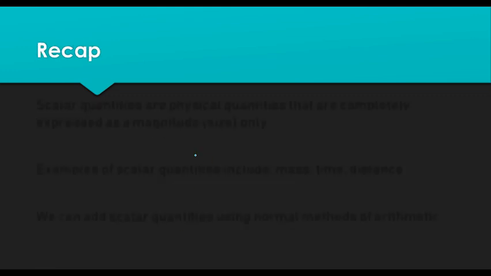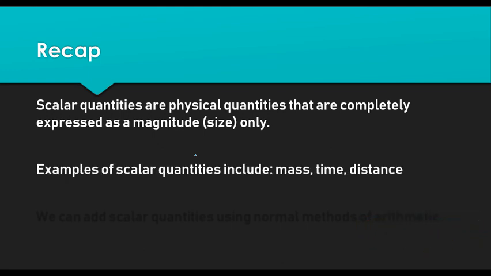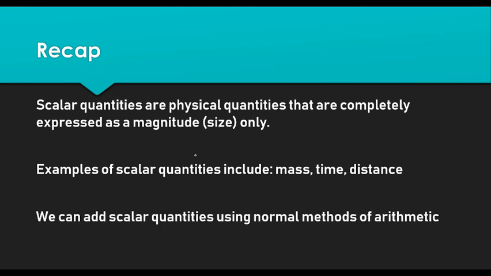So let's do a quick recap of what we have learned so far. We've learned that scalar quantities are physical quantities that are completely expressed as a magnitude only. Another word for magnitude again is size. Some examples of scalar quantities include mass, time, and distance. And we can add scalar quantities using normal methods of arithmetic.